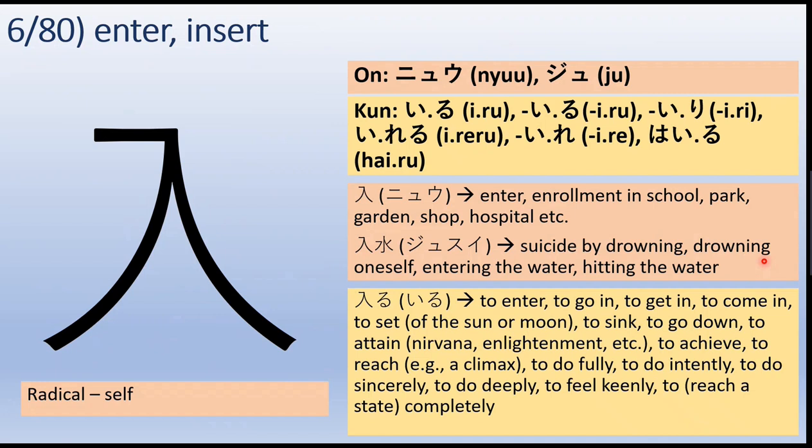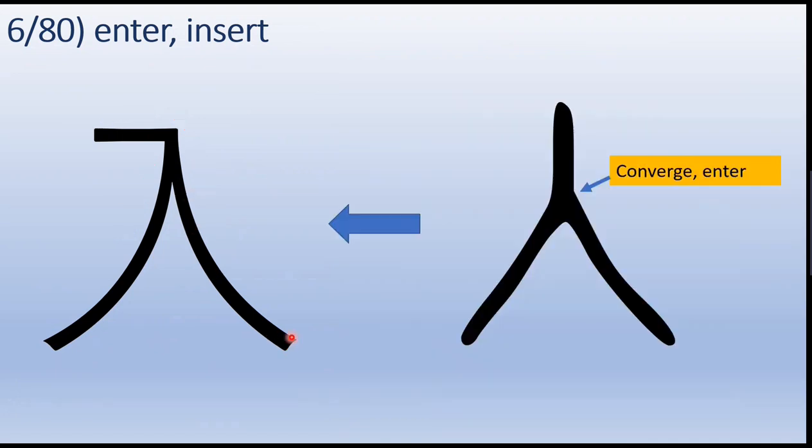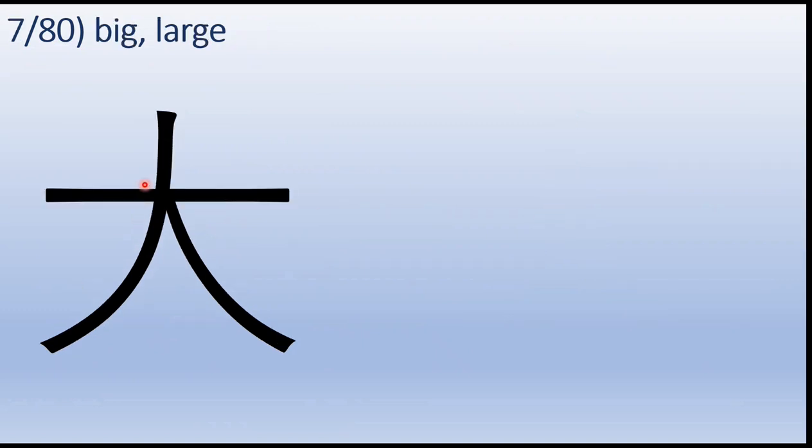This is again a radical in itself, and this is the stroke order. So first we draw this portion, and then we draw this portion. So there are two strokes. And this is the logic behind it. So we see that something is getting converged here. That means it is entering somewhere. And from here, this symbol has been derived.